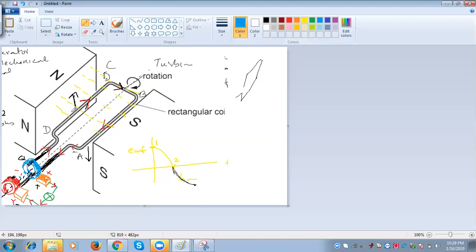Now, how will the current flow? Let us see. CD is going up, so if you apply Fleming's right hand rule, CD is now, because motion is in the same direction, clockwise. So now CD is going up. First CD was going down in the first figure, now CD is going up. So if you apply Fleming's right hand rule, current will be from D to C, then C to B.